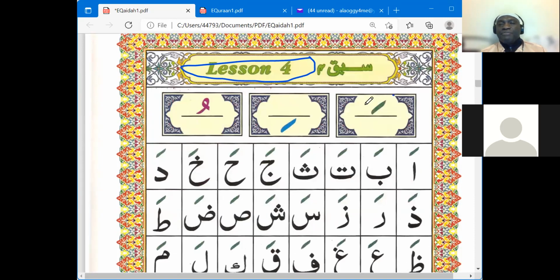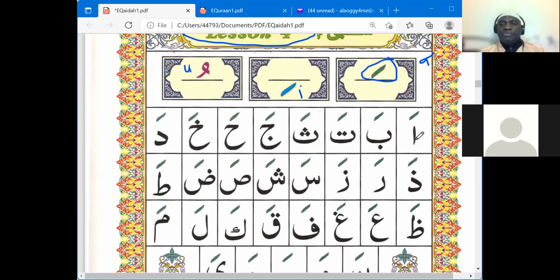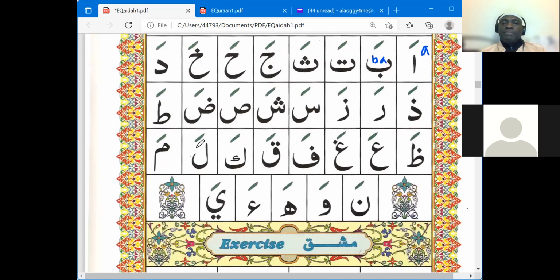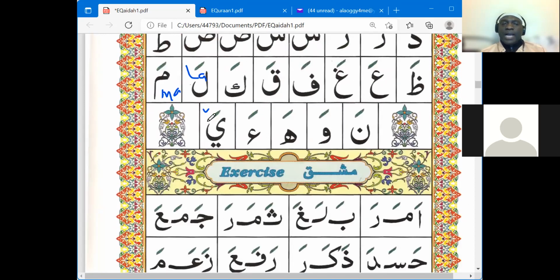So harakat: a fatha, which sounds a, and then a kasra, which sounds e. We show our teeth with kasra. When we are dealing with fatha, we open our mouth. And the last one is u, damma, whereby our mouth makes a circle, u. So here we have alif with fatha, it becomes a. And this is ba, but because it has fatha, then it becomes ba. The same with lam fatha, la, mim fatha, ma, and ya fatha, ya.